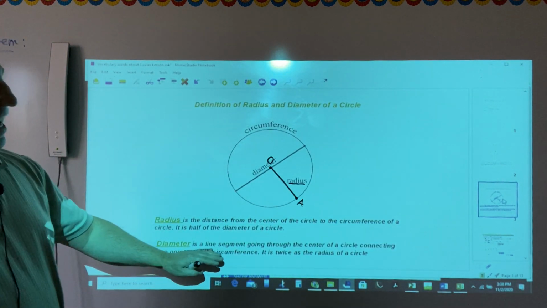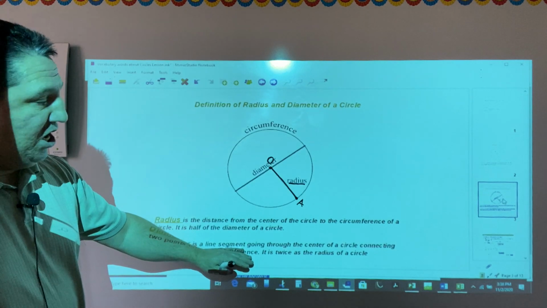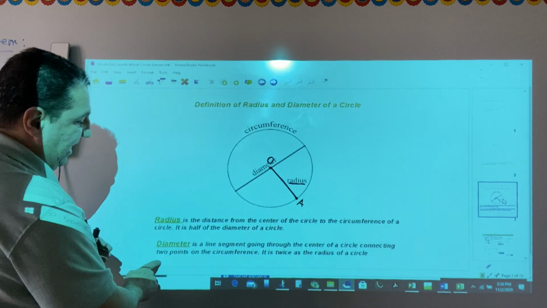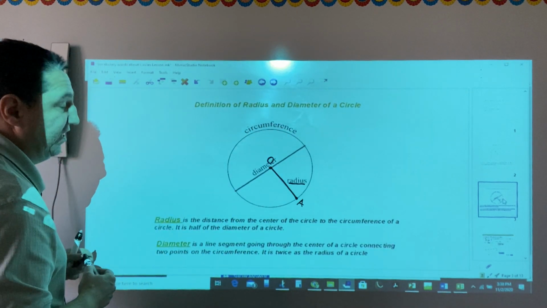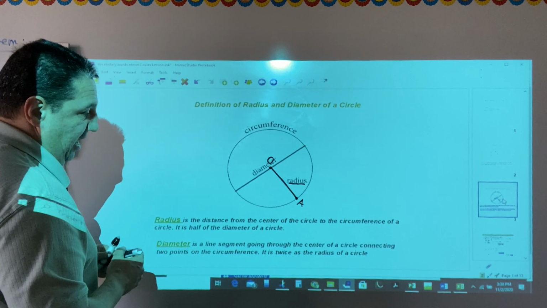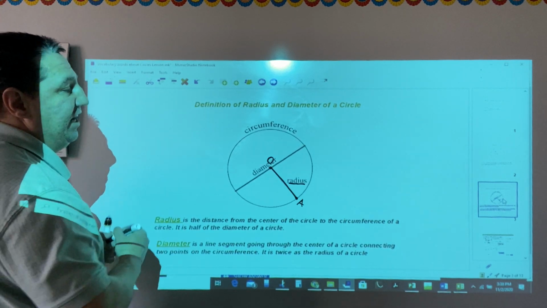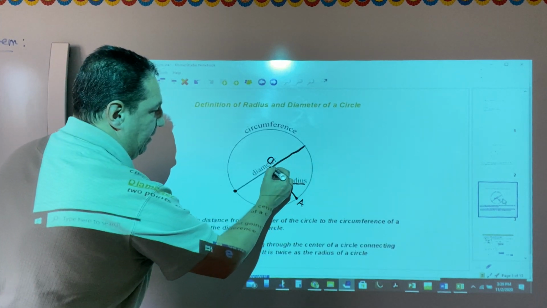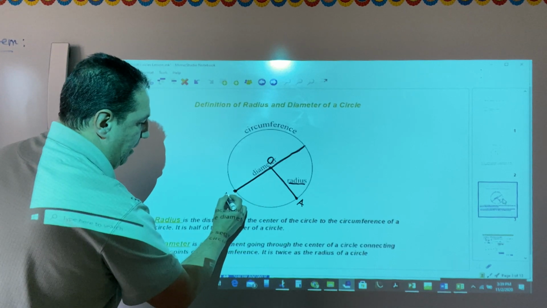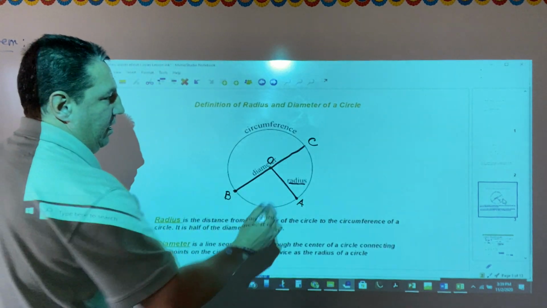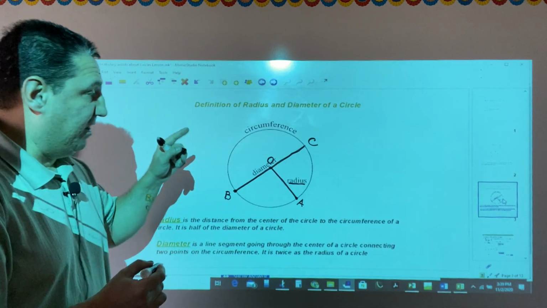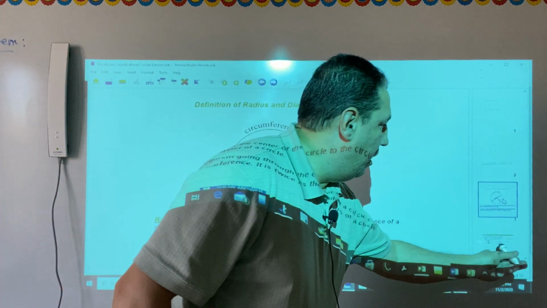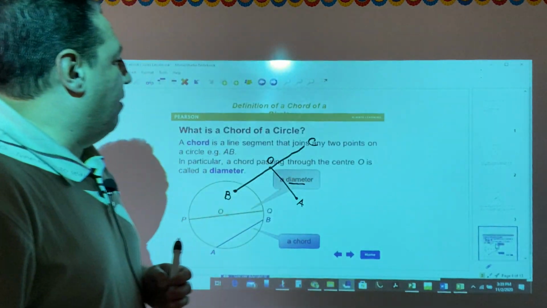Diameter is a line segment going through the center of a circle, connecting 2 points on the circumference. It is twice the radius. So, the diameter would be this segment, let's say BC. Yeah, it's called diameter. It passes through the center of the circle. Good. Other parts.